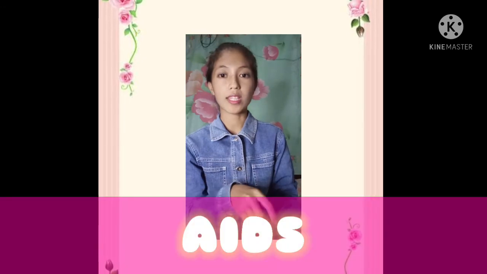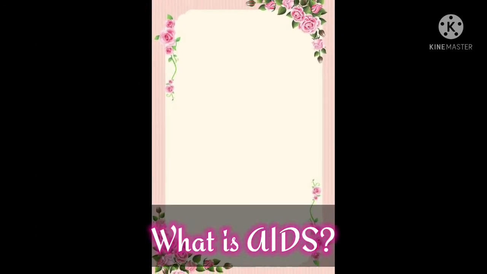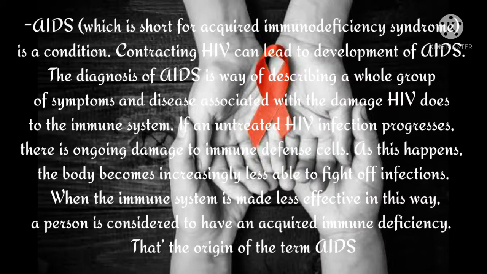So after I discuss the prevention of HIV infection, let's proceed to AIDS, or we can call it AIDS infection or disease. So what is AIDS? AIDS is short for acquired immunodeficiency syndrome. It is a condition. Contracting HIV can lead to the development of AIDS. The diagnosis of AIDS is a way of describing a whole group of symptoms and diseases associated with the damage HIV does to the immune system.